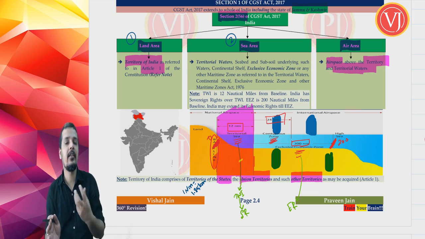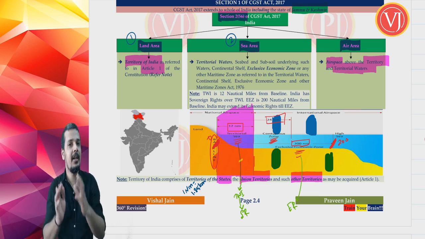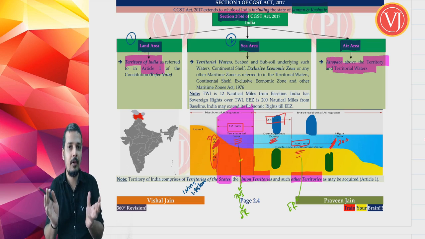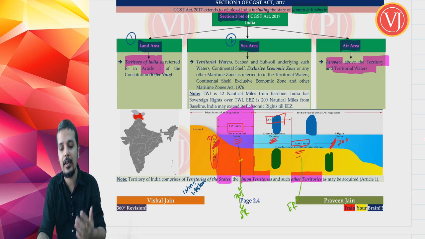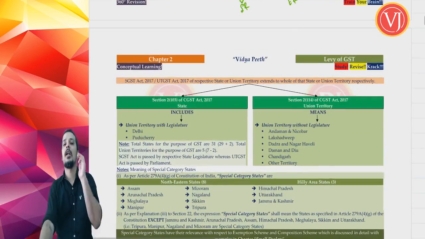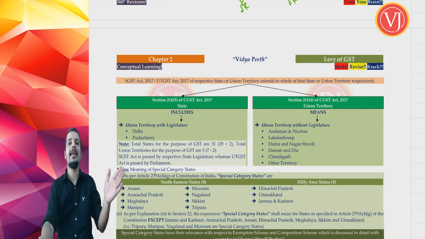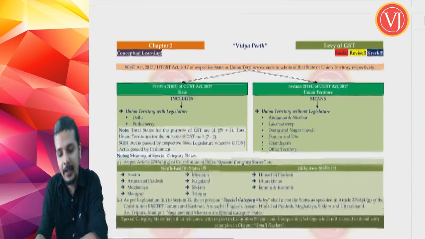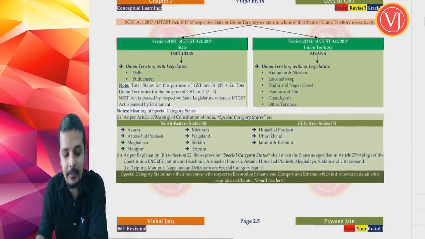When we were trying to understand section 1, applicable to India, the GST Act is applicable to the whole of India, including Jammu and Kashmir. Now we are done with the definition of India. Once we are done, it is done forever. So whenever I say India, you should remember land area, sea area, air area. Now friends, let us come to the next part.